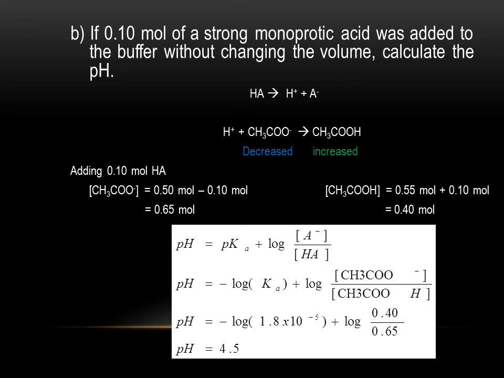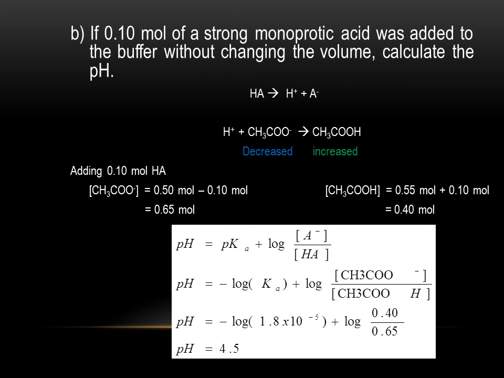So let's look at this buffer solution, and suppose we add 0.10 moles of strong acid. This is a monoprotic acid, so there's a 1-to-1 mole ratio of acid to hydrogen ions. If we're adding 0.1 moles of the acid, the hydrogen ions are going to react with the acetate ions from the buffer. That means it's going to act to decrease the acetate concentration, and consequently, it will increase the acetic acid concentration. How does it change them?